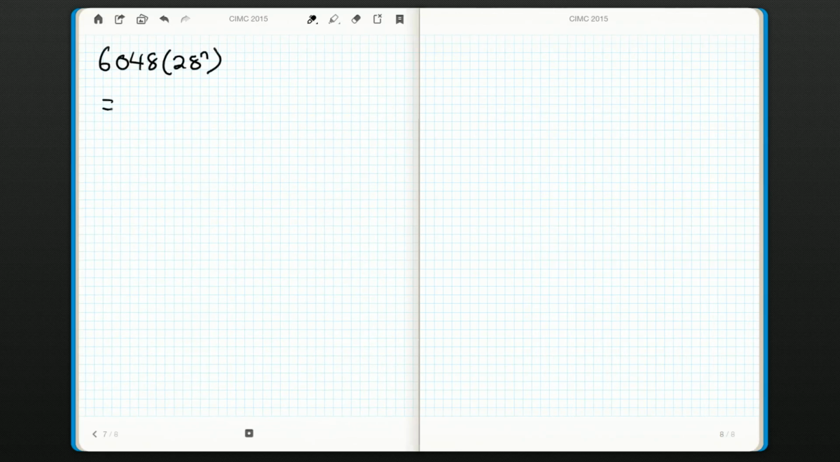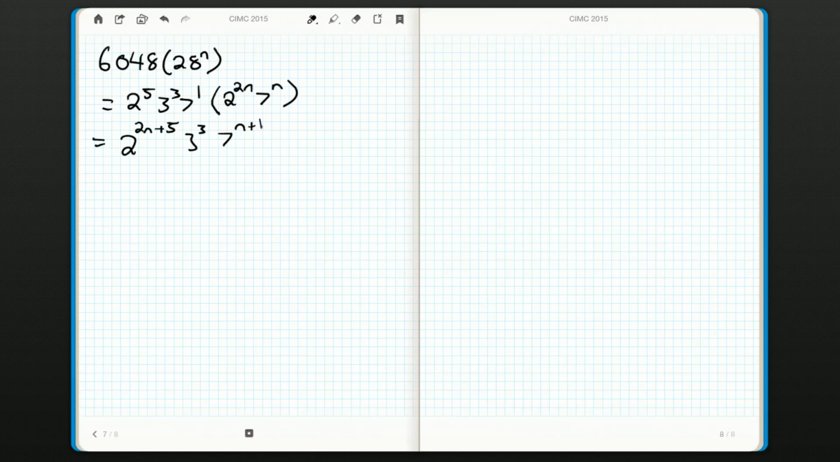So we'll just combine these, that's 2 to the 5, 3 to the 3, 7 to the 1, and then 2 to the 2n, 7 to the n. Well, if they have a common base, we can add the exponents, so that's 2 to the 2n plus 5, 3 to the 3, 7 to the n plus 1. Okay?